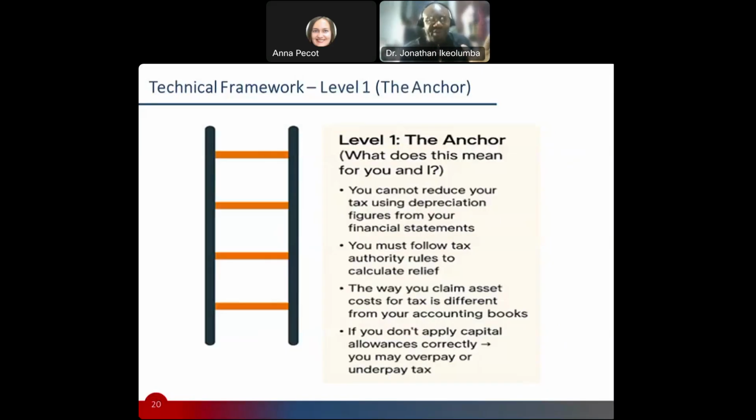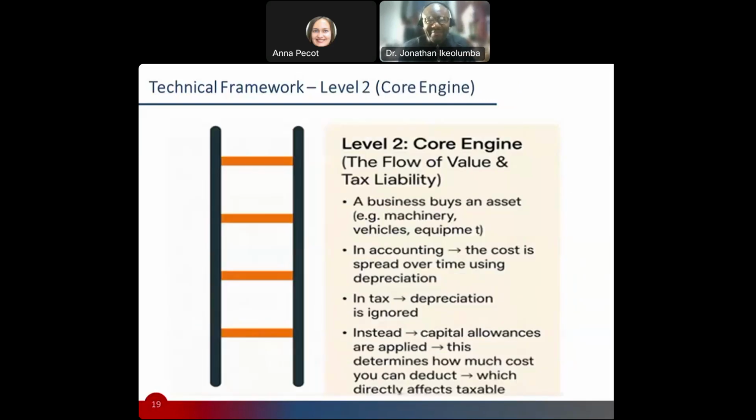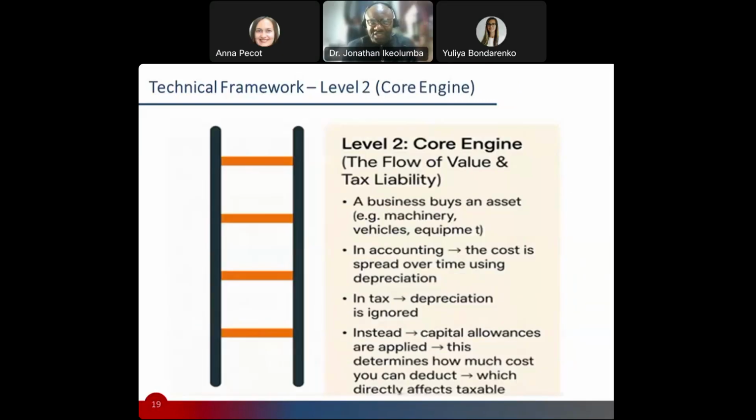And so I move away from a technical sort of commentary that I find in the tax law that says, section 24 says capital allowances should be granted. And then my messaging becomes, you know what? You must make sure that you comply with the tax authority's rule around this relief. If you do not add this computation when you're doing your tax filing, you are going to pay more.